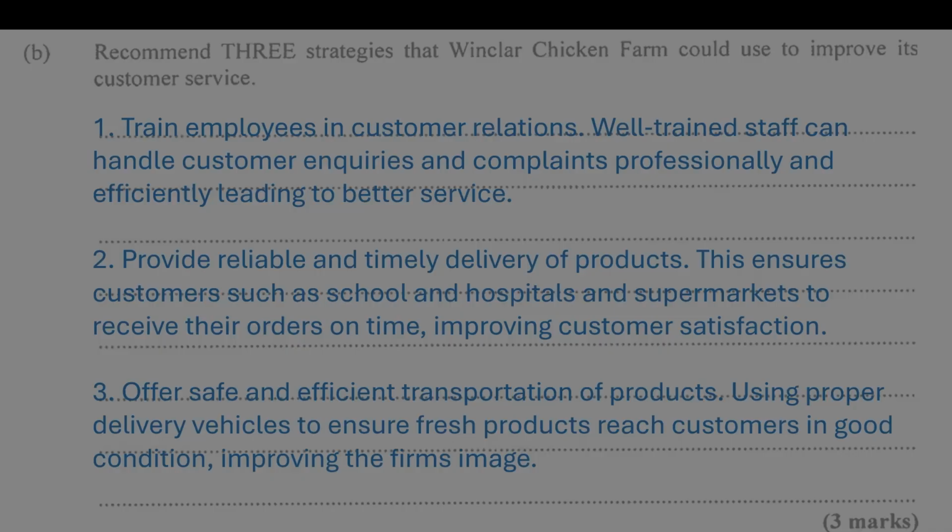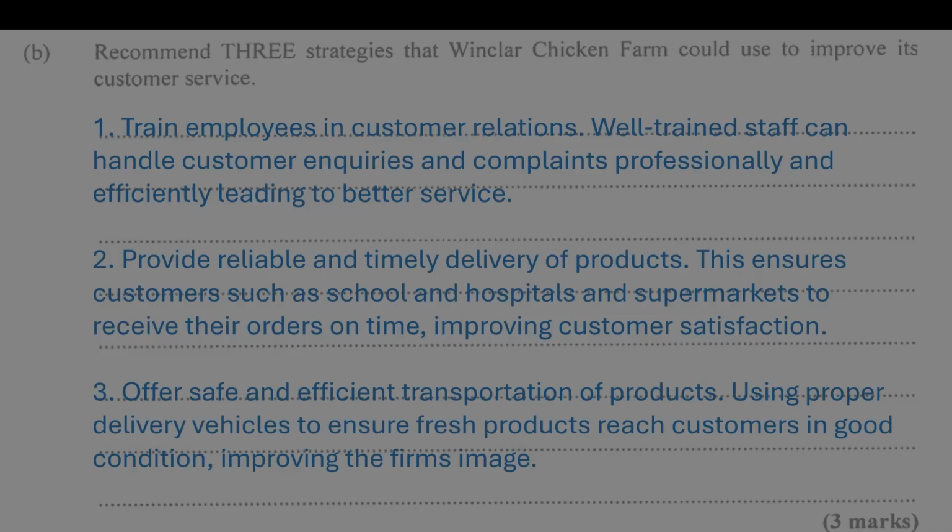So firstly, they can train employees in customer relations. Well-trained staff can handle customer inquiries and complaints professionally and efficiently, leading to better service. Number 2, provide reliable and timely delivery of products. So this ensures customers such as schools and hospitals and supermarkets receive their orders on time, improving customer satisfaction.